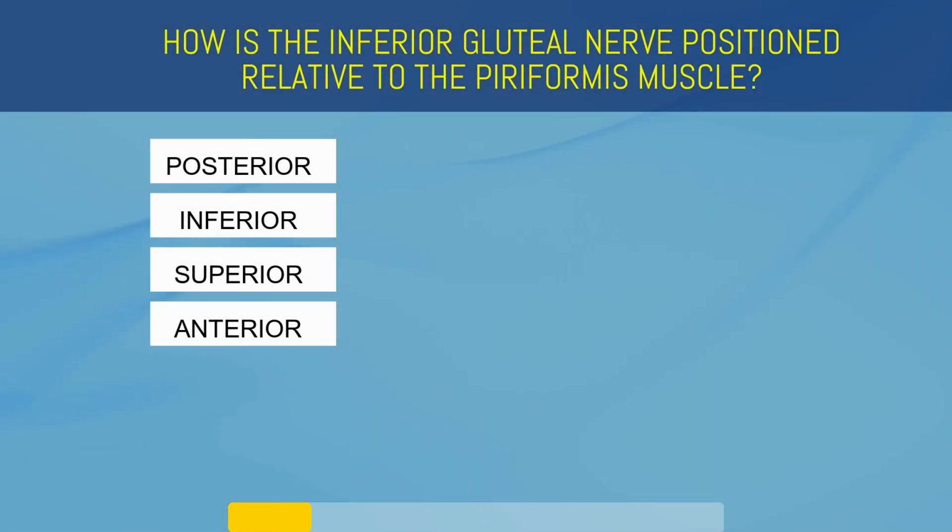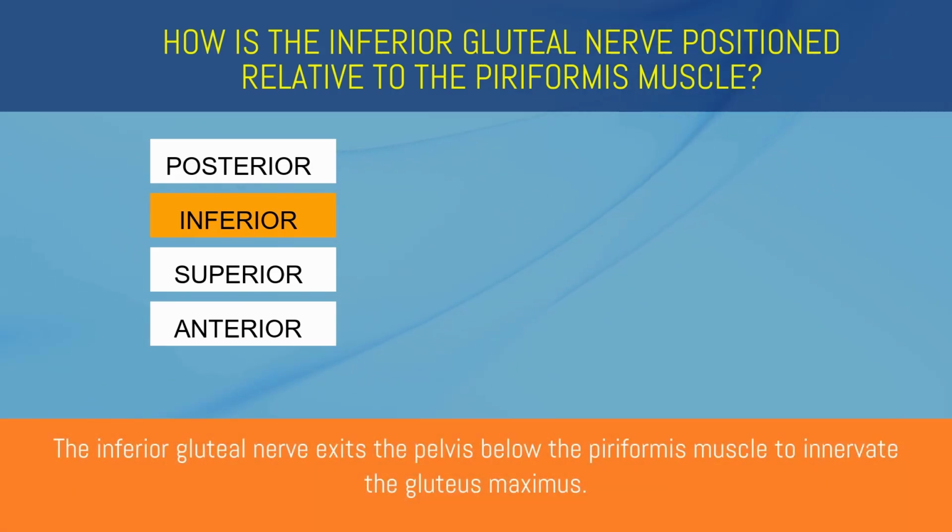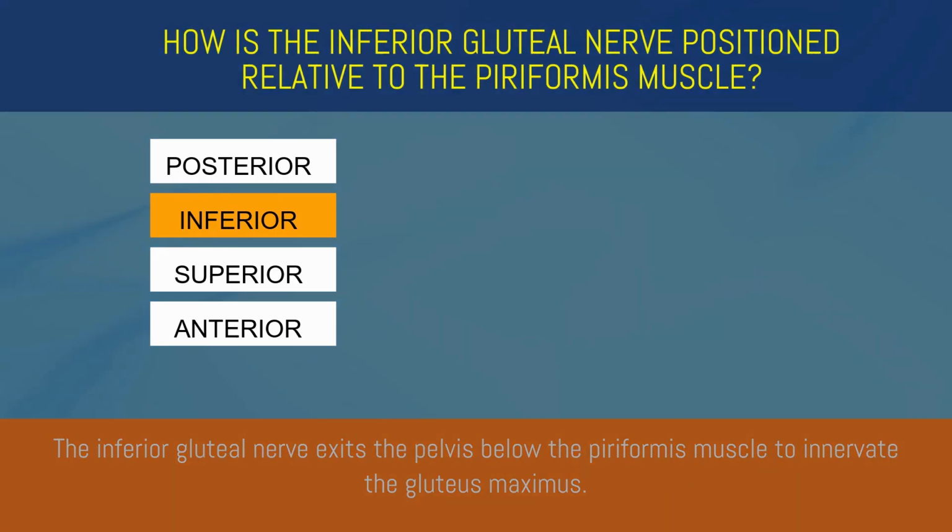How is the inferior gluteal nerve positioned relative to the piriformis muscle? Posterior, inferior, superior, or anterior? Inferior. The inferior gluteal nerve exits the pelvis below the piriformis muscle to innervate the gluteus maximus.